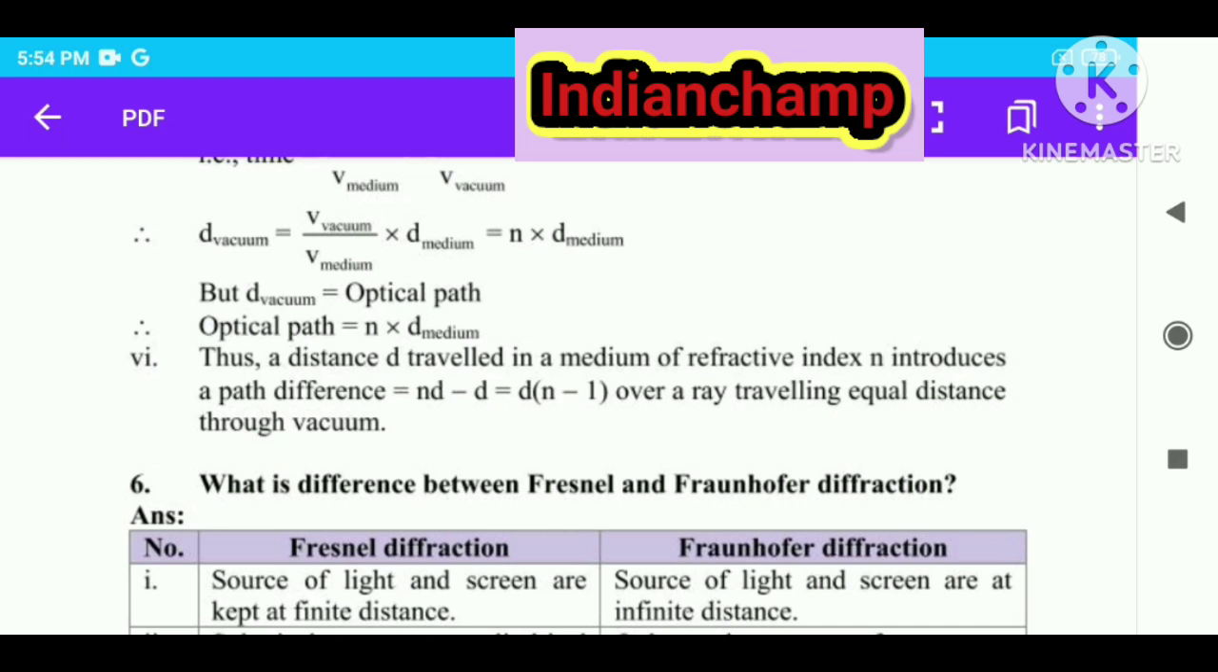Question number six. What is the difference between Fresnel and Fraunhofer diffraction? Answer: Fresnel diffraction and Fraunhofer diffraction.